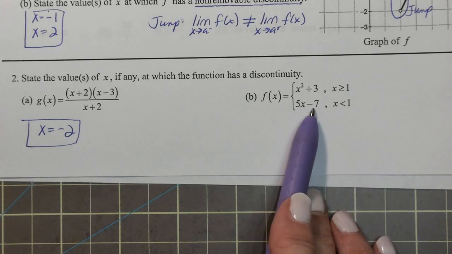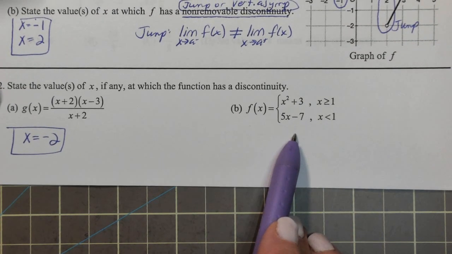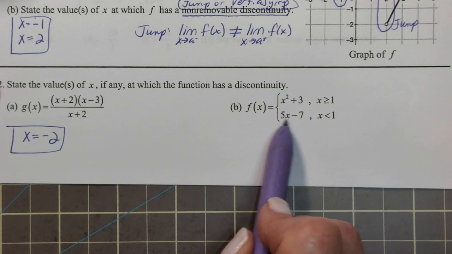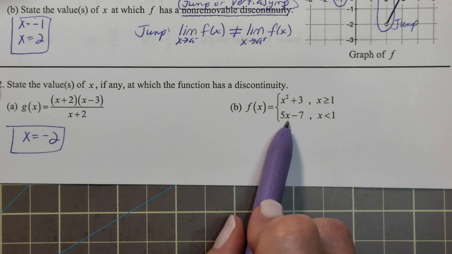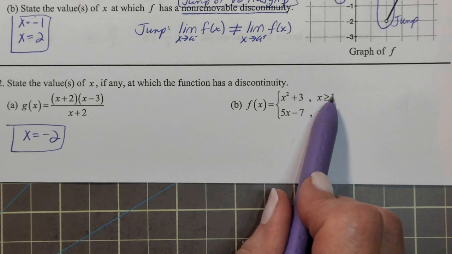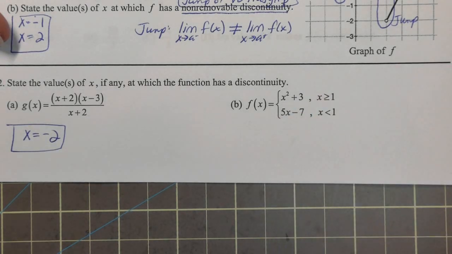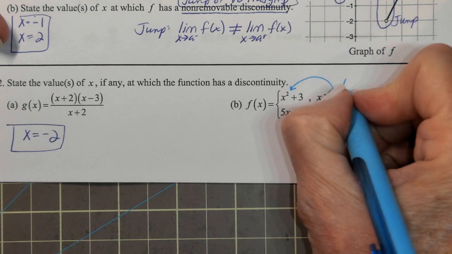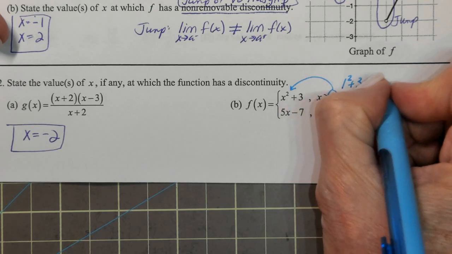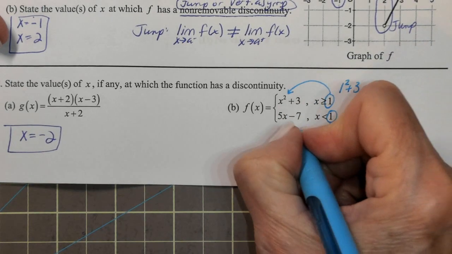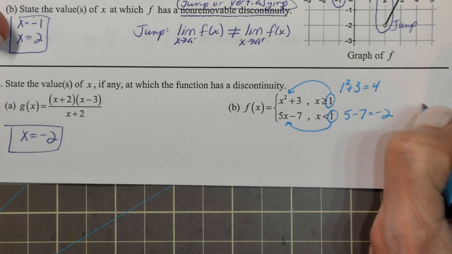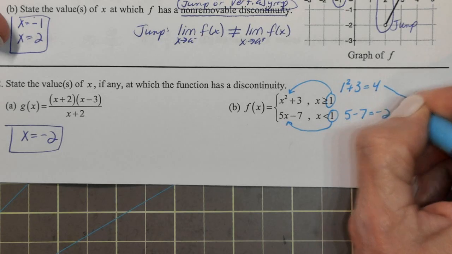For this one, it's a piecewise function. Individually, this is a parabola, which is always continuous. This is a line, which is always continuous. The only value of x where there might be a discontinuity is right where these two change. So I'm going to find out. If I put in 1 for x into this piece, I get 1 squared plus 3, which is 4. If I put 1 into this piece, I get 5 minus 7, which is -2. These are not the same.